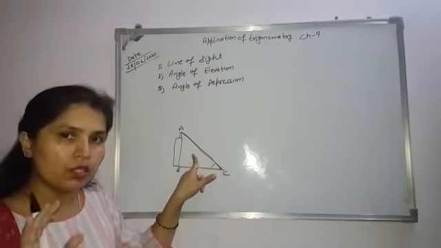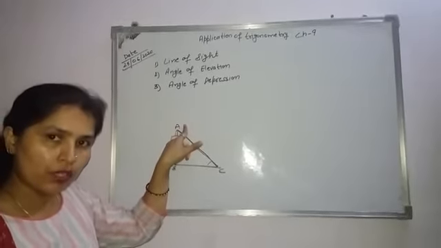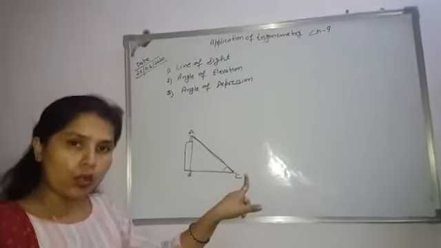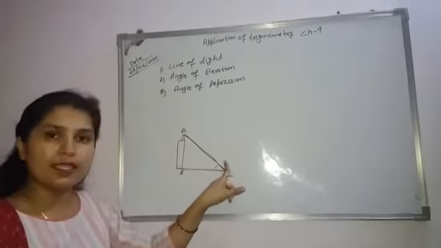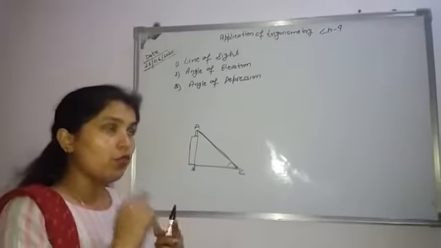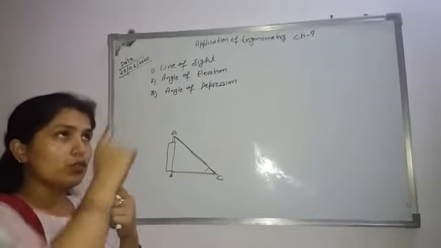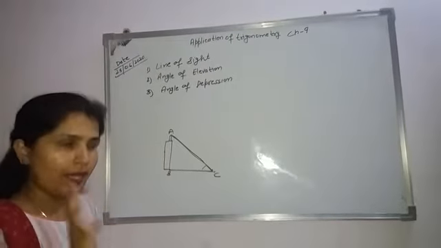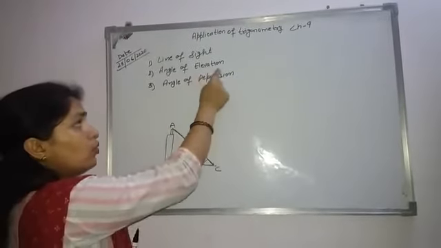So what is the meaning of line of sight? The line from the eye of an observer to the point, the particle or the object which is given to us. So this distance or this line is the line of sight. It means, suppose I am standing here and I want to see something. So the line which makes me see that particle, this straight line, is the line of sight. Next, first is the line of sight, second one is the angle of elevation.